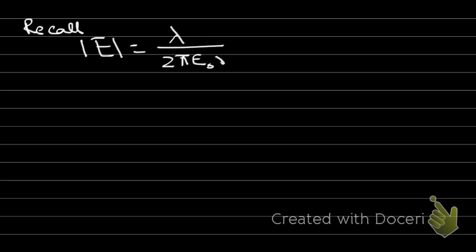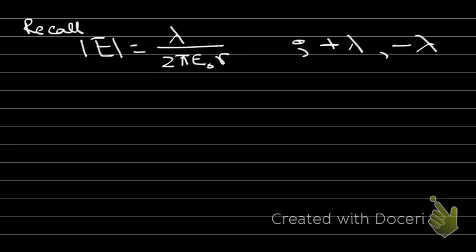So recall that the magnitude of your electric field is equal to lambda over 2 pi epsilon naught times r, right? And this is a very good approximation for the fields that are close to the line charge. Also remember that we have our lambdas as plus lambda for the positive line of charges and negative lambda for the negative line of charges, right?